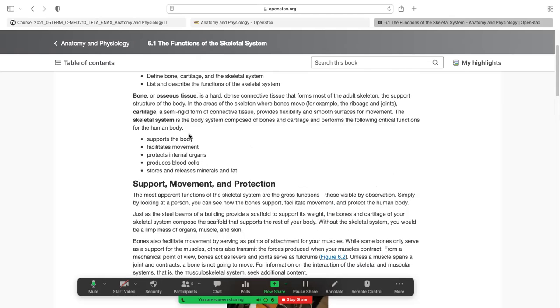And when you're thinking about pathology, okay, I broke a major bone. What's going to happen? Well, I won't be able to support my body, won't be able to move around too well, won't be able to protect my internal organs. That's a real big problem. I'm going to have a red blood cell problem and probably have anemia, right? And I'm going to also have a mineral problem and a fat deposition problem.